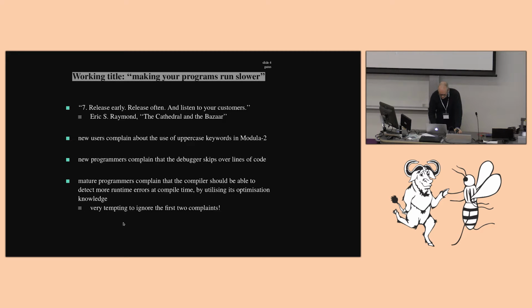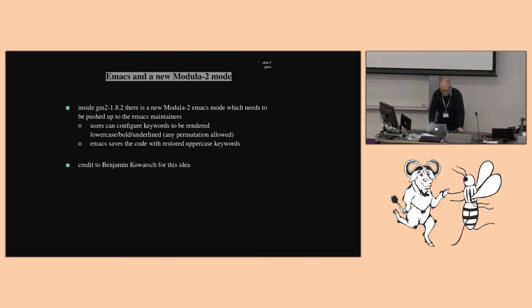And lastly, mature programmers complain that the compiler should be able to detect more runtime errors at compile time by utilizing its optimization knowledge, almost like a lint facility. And why can't it do that? We'll look at some of those, and we have a plugin in Modula-2 which detects some categories of runtime overflow at compile time.